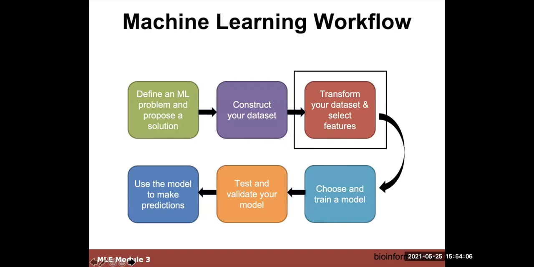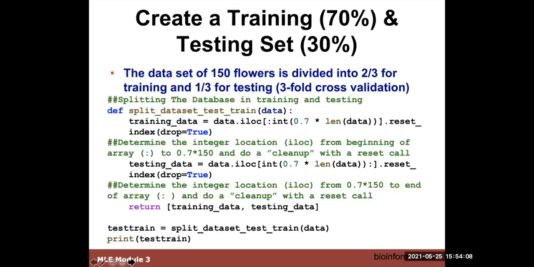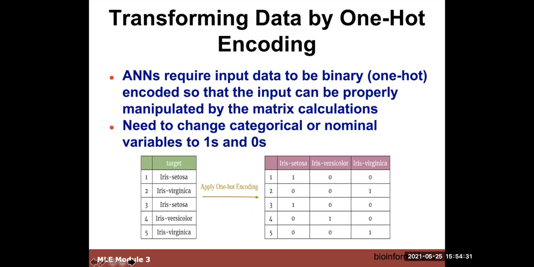Now, after we've constructed and verified, we're just going to transform the data set. So the first thing is to separate between the training set, which is about two thirds, so 105 flowers, and then one third, or about 30%, 45 flowers. And so this is just this bias where we've got two thirds training, one third for testing.